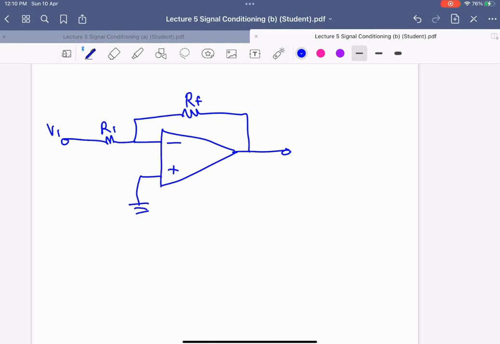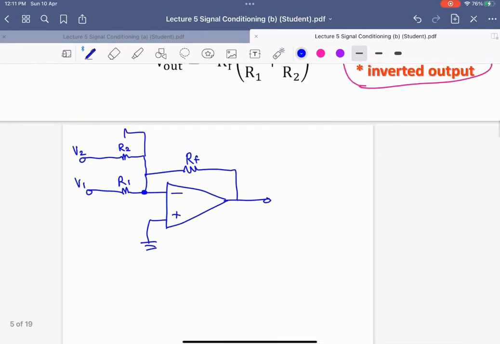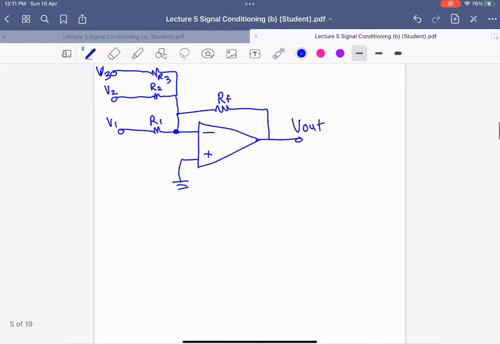Okay, good. So how to make the summing? You just need another input here at this point, right? So this one V2 R2. If you have another input which is V3 R3. Okay, yeah, that's it. That makes the summing circuit. Okay, all right. So how about the formula?